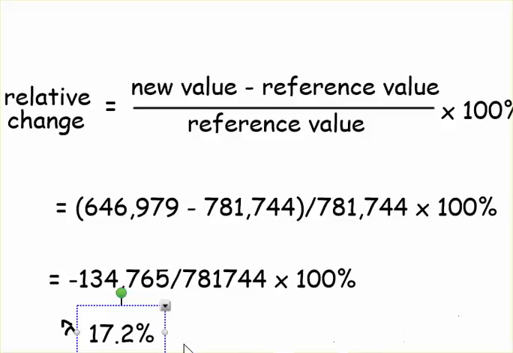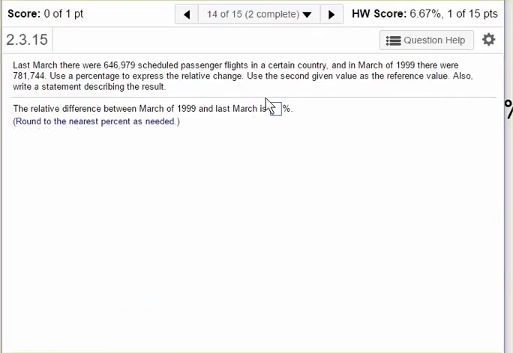Now, what's wrong with this answer? It's not 17.2%. It is negative. Remember, when we subtracted, we got a negative number. So our percent change is going to be negative 17.2. So what is our change? It's going to be negative 17, because notice it says rounded to the nearest percent is needed.